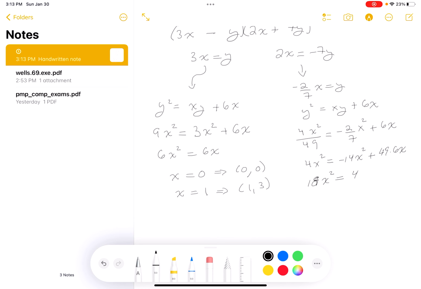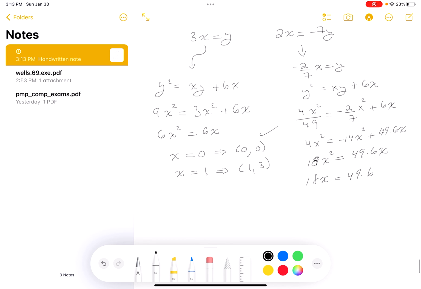Equals 49 times 6x. Again, I already said x is 0 solution, so I'm going to just simply say, okay, x is not 0. I already got that solution. So I'm going to divide through by x. I'm going to get 18x equals 49 times 6. All right, I think I got x now. And what do you get over there? x will be equal to 49 times 6 over 18. I'm glad I didn't multiply that out because it's easy to reduce it. 49 and 6 go to 18 3 times.